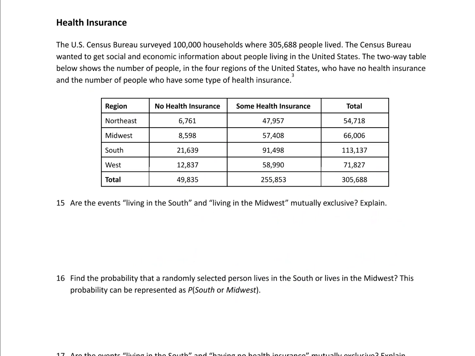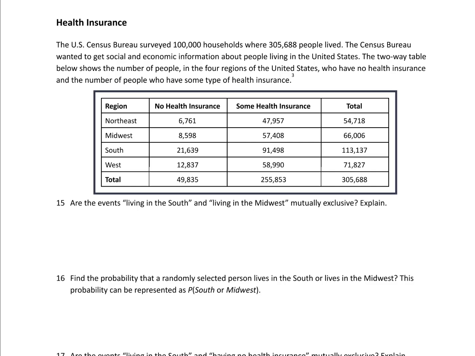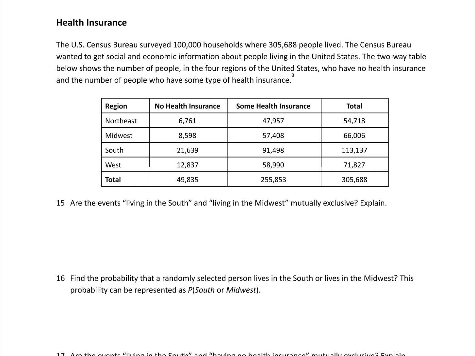The U.S. Census Bureau surveyed 100,000 households where 305,688 people lived. The Census Bureau wanted to get social and economic information about people living in the U.S. The two-way table below shows the number of people in the 4 regions of the U.S. who have no health insurance, and the number of people who have some type of health insurance. Are the events living in the South and living in the Midwest mutually exclusive? Two events are mutually exclusive if they have no common outcomes. Are there people who live in the South and live in the Midwest?